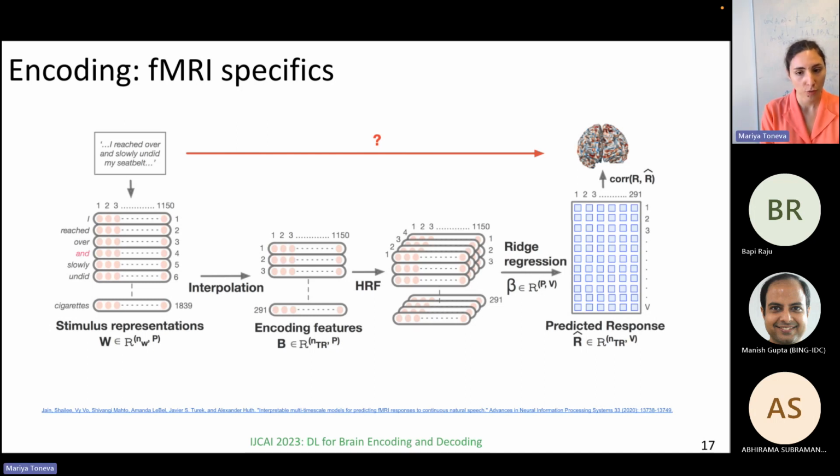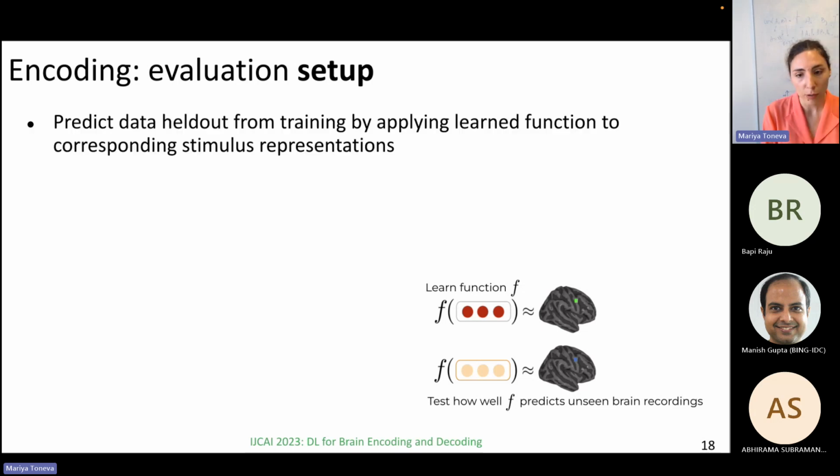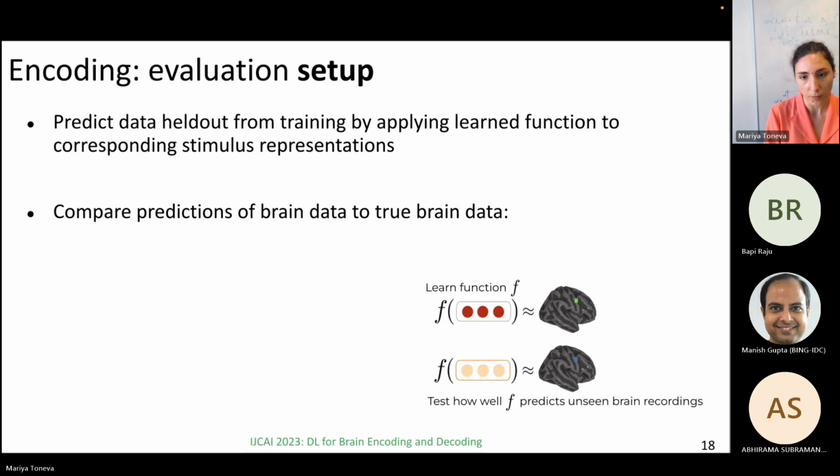So now to move on to the actual evaluation setup for this encoding model. As we said, we want to, of course, evaluate on unseen brain recordings. And we do this by applying the learned function, f, to some held out stimulus features, and we get the predictions for this held out brain data. And we want to compare these predictions of the brain data to the true brain data.